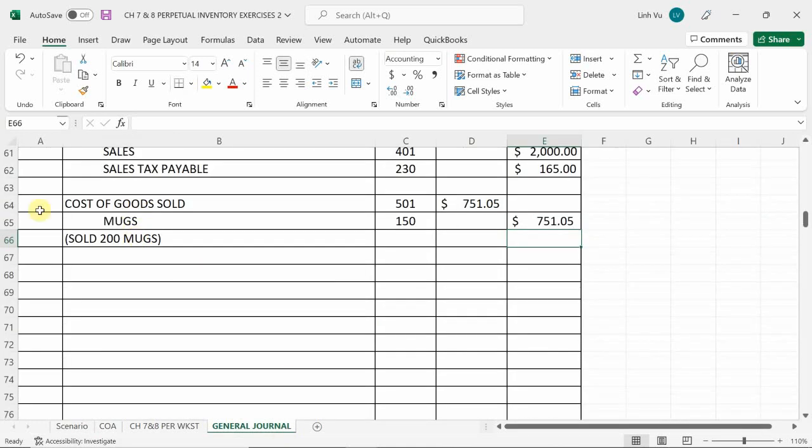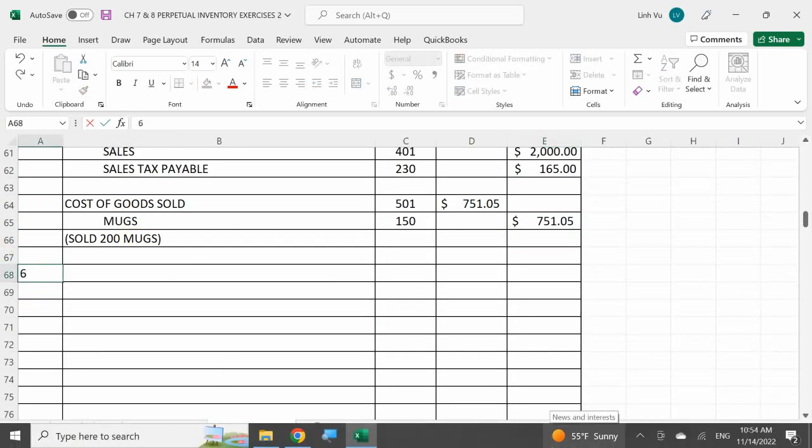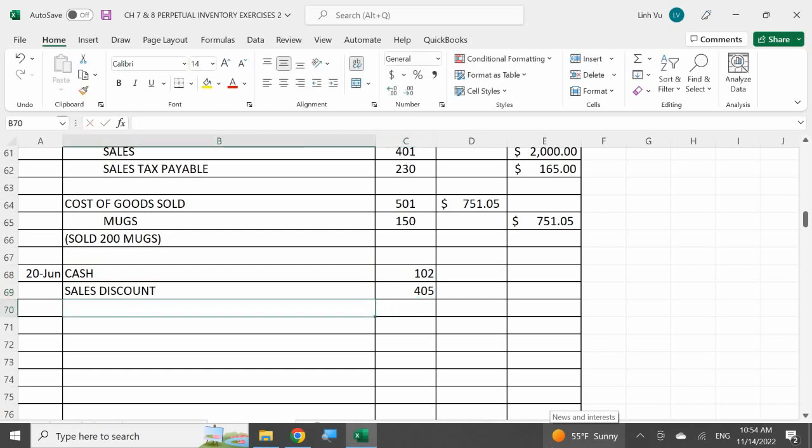So let's go ahead and journalize this. Today is June 20th. We got cash because that's what we received. We are going to give a sales discount, and we're going to give back a portion of the sales tax money. And lastly, we're going to end up reducing the amount of accounts receivable that we originally charged customer A for.